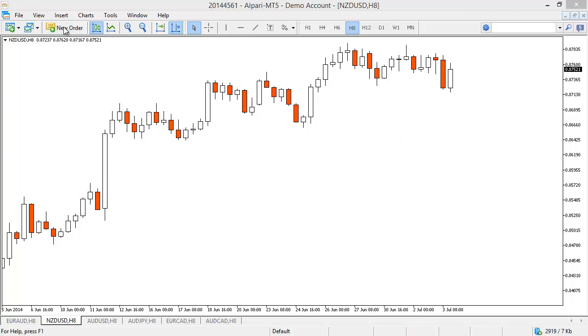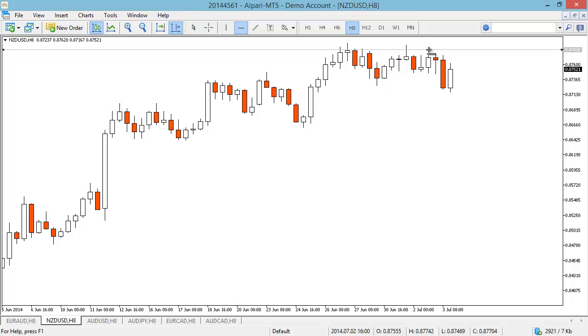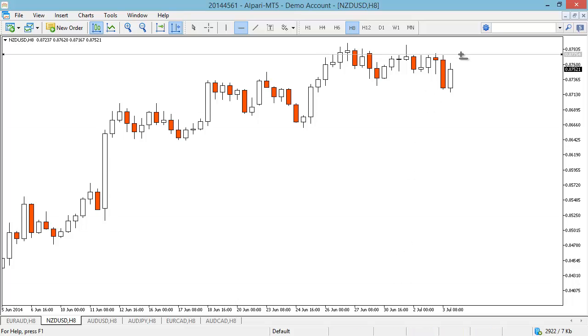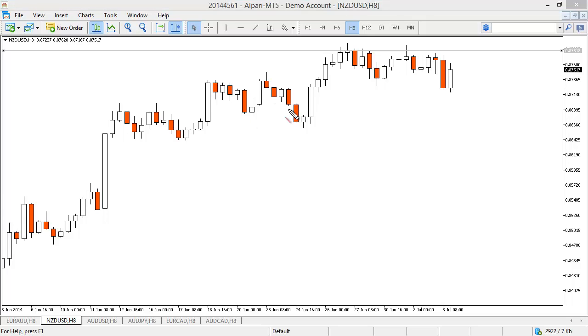So we're looking at New Zealand USD 8-hour chart right now. Hopefully we get through this one faster because I've already explained the basics. First thing you do is throw your line up at the most recent bounces. So I threw a line up here because of this bounce, and there's lots of bodies forming along there. It looks like a pretty decent resistance area to me at the moment.